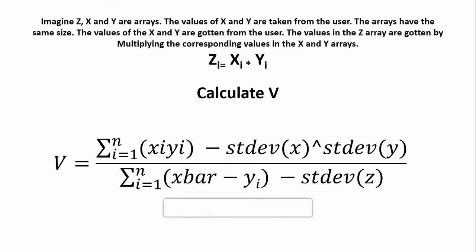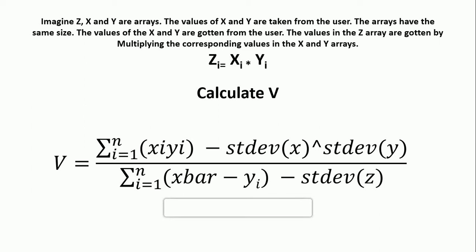Okay, good morning. So this is a question that we've all been taking a look at. This is more or less the rehearsals, right? So we have two arrays we're supposed to create. Imagine there are about three arrays, and the values of the arrays x and y are supposed to be gotten from the user, and even the length of the array as well. The arrays have the same size.